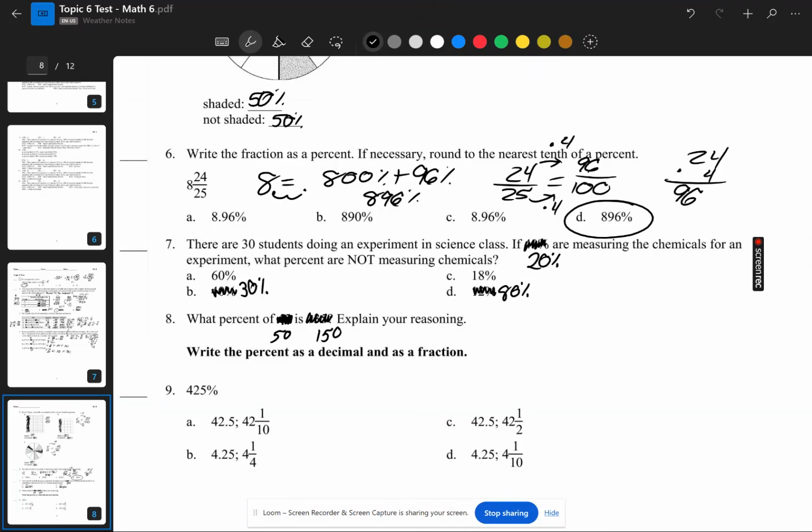Number 7 is just kind of a comprehension question. It says if there are 30 students doing an experiment in science class, if 20% are measuring the chemicals for an experiment, what percent are not? Well, 100% is my whole. And if I'm subtracting the 20% that are measuring the chemicals, that's going to get me 80% are not. Again, my answer is D.